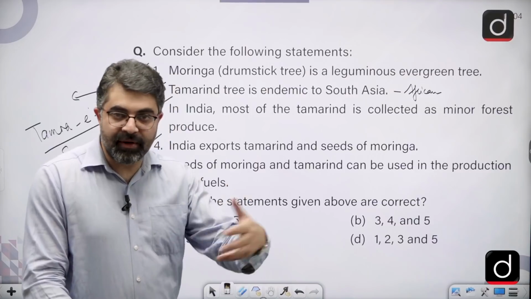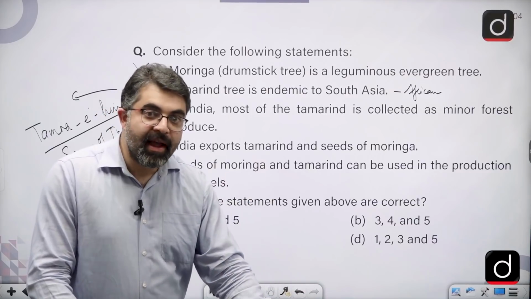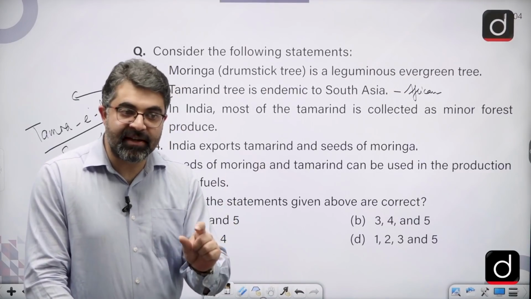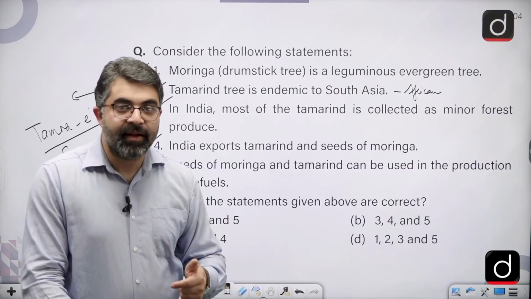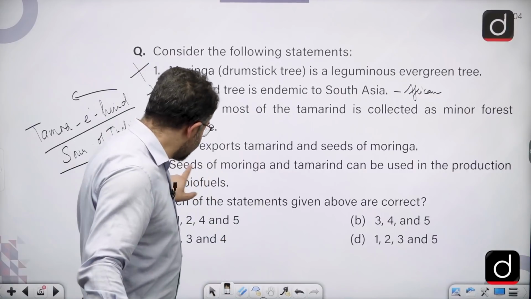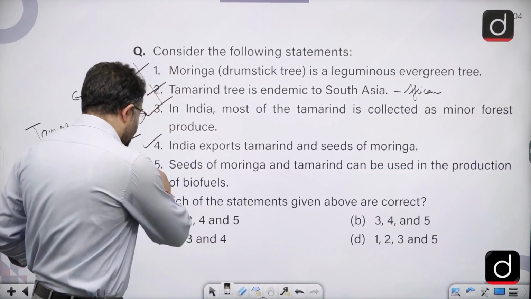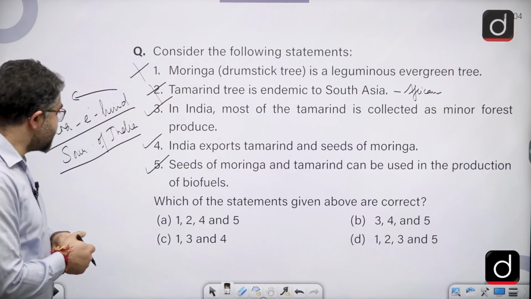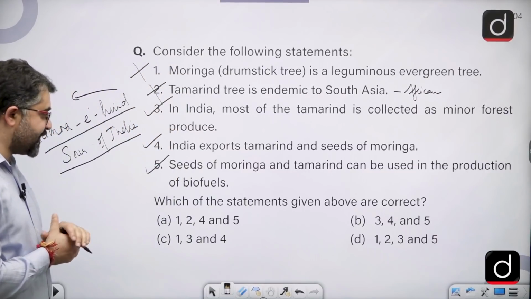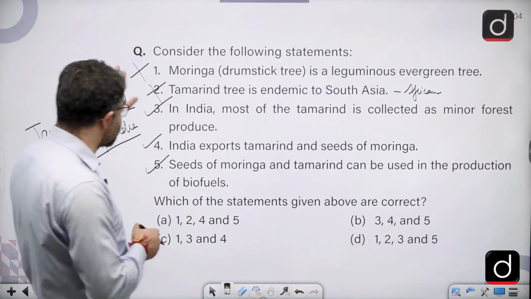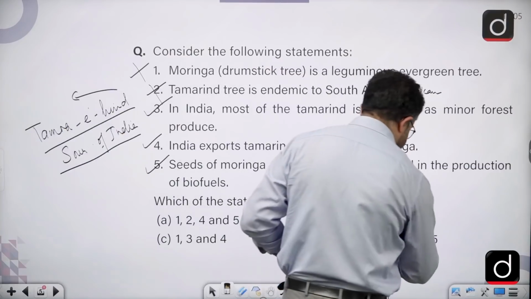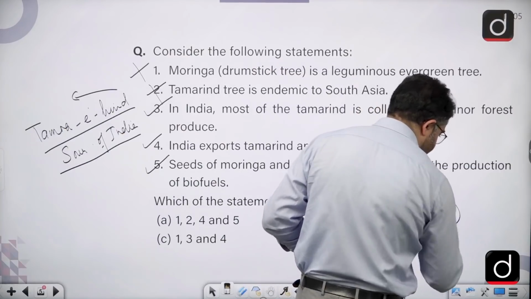This is also included in the biofuel policy. And so far as tamarind is concerned, we may not directly find it, but because it's written as seeds of moringa and tamarind, it is also correct. So the third, fourth, and fifth statements are correct. The first two are incorrect. So the correct answer is B.